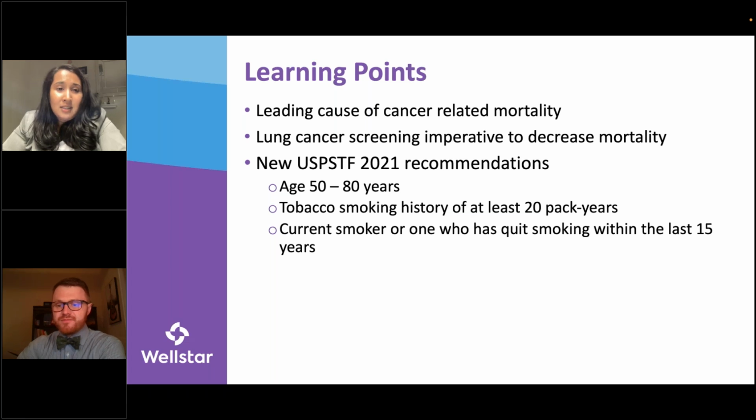And really that was it as far as the didactic portion of this goes. I hope I was able to convince you that lung cancer is the leading cause of cancer-related mortality. Lung cancer screening is important when it comes to decreasing mortality. And then certainly the new 2021 recommendations that you should always have in the back of your mind, whether you're seeing patients in primary care clinic or pulmonary clinic or even in the hospital, for something for them to do in the outpatient setting.